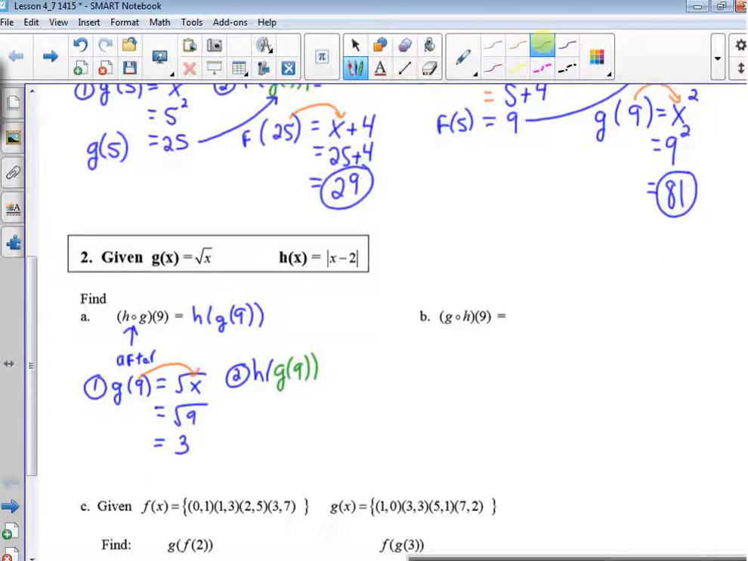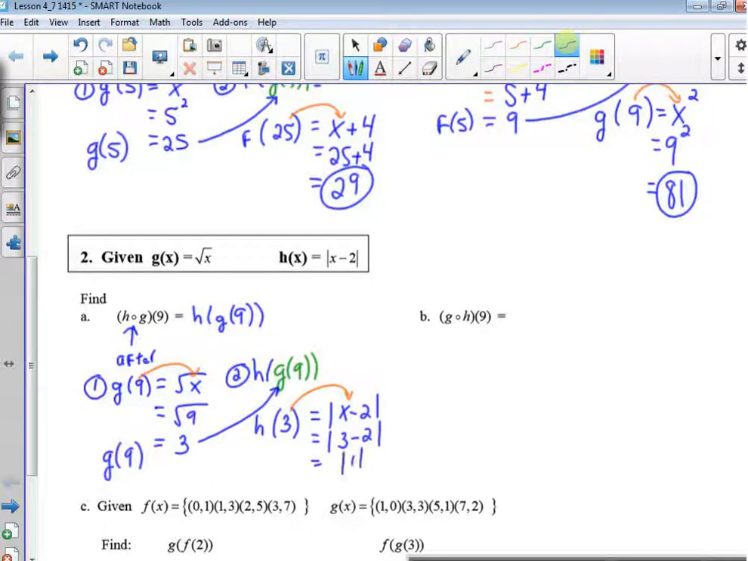Well, g of 9 from the previous was equal to 3. So I'm going to want to substitute g of 9 with 3, so I'm really looking for h of 3. And then the h rule is the absolute value of x minus 2. Plug in 3 there for x, and you end up with the absolute value of 1, which is just 1. So the final answer is equal to 1.